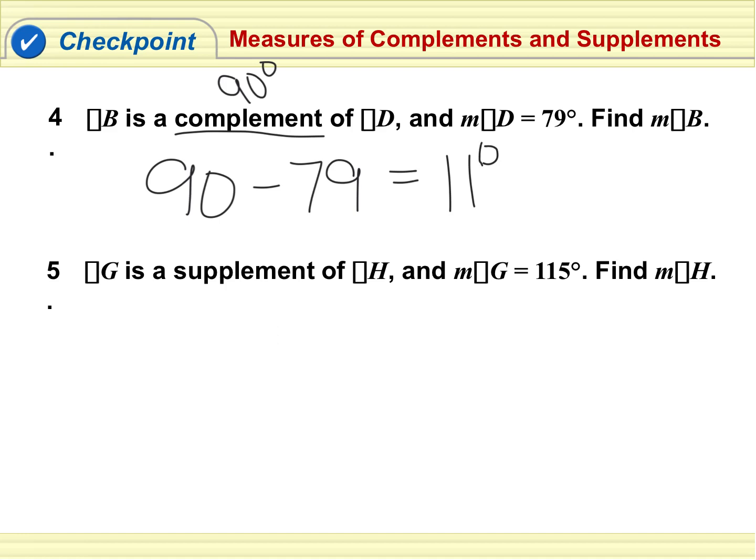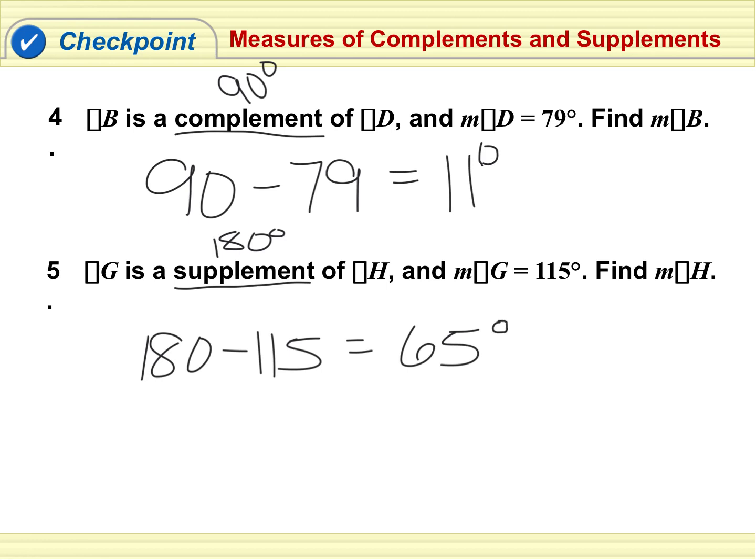Makes sense? In number 5, angle G is a supplement of angle H, and the measure of angle G is 115. We want to find the other angle. What's a key word in there? Supplement, and that means 180. So if we know 180 and it gives us one angle, how do we find the supplement of that angle? Subtract that from 180. 180 minus 115, and you get 65. And always, always, always label. Degrees. Any questions over solving those problems? Look for keywords, and then know what those keywords mean.